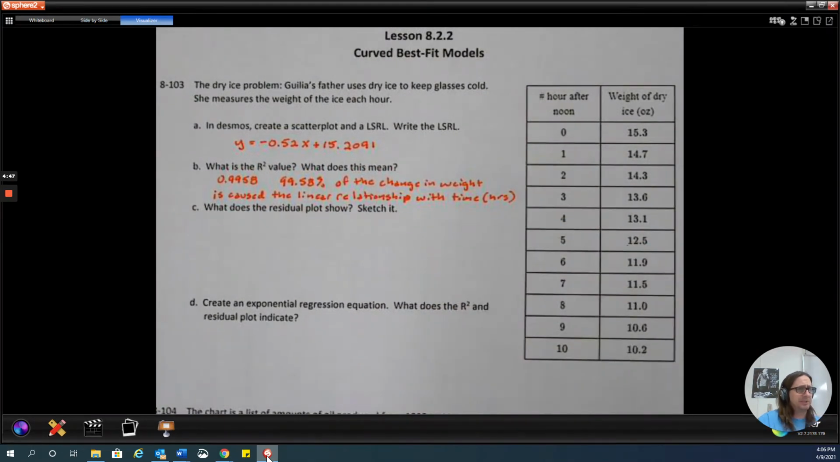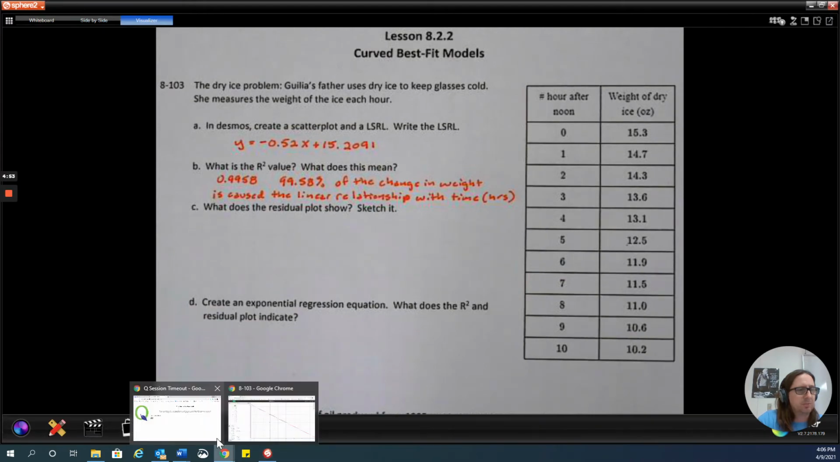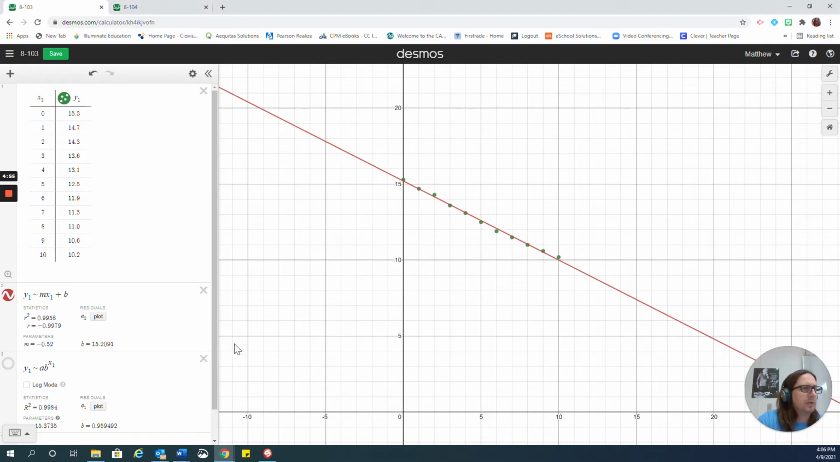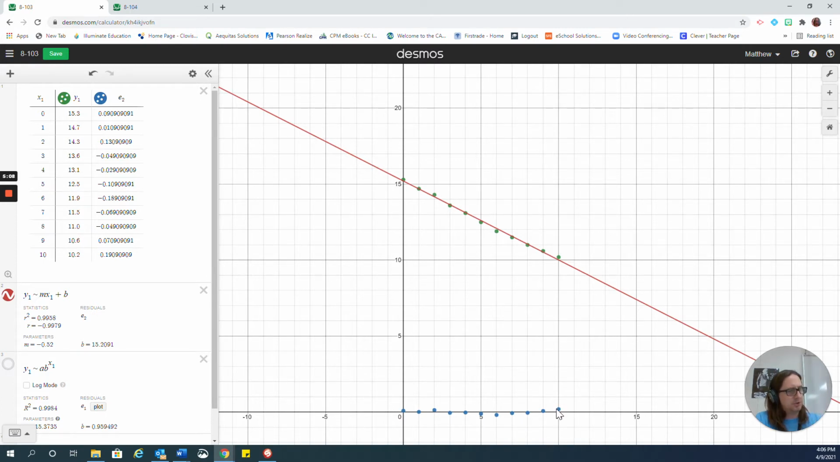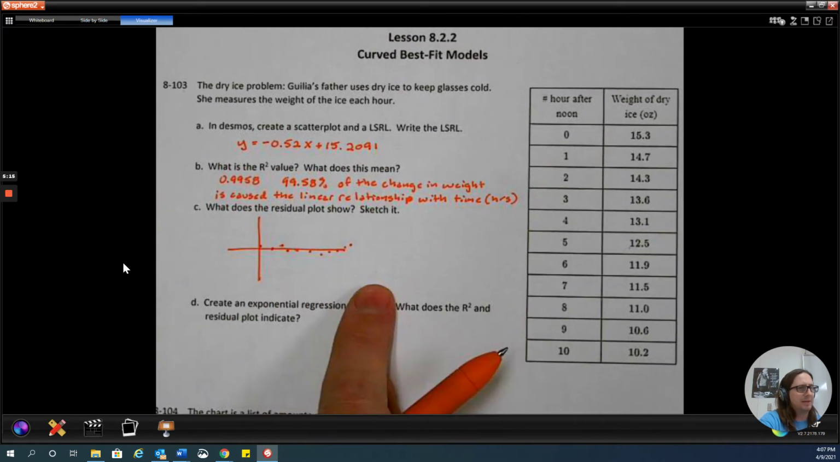All right, so that's looking pretty good. Now let's look at a residual plot. We're going to sketch what our residual plot looks like. So let's go back to the problem. Desmos does the residual plot for us, which is really nice. So we've got the residual plot. It goes down here and then back up here. So just go over to your paper and sketch it real quick. All right, so there's the residual plot that I just sketched.